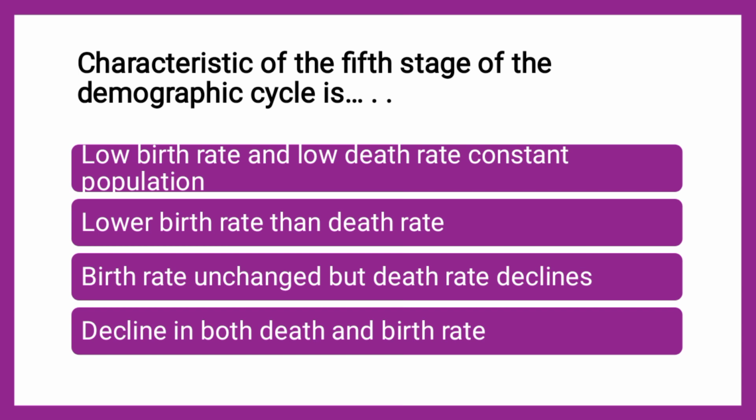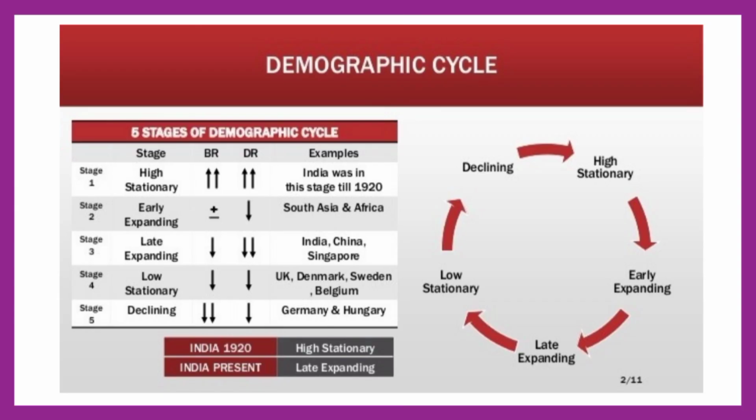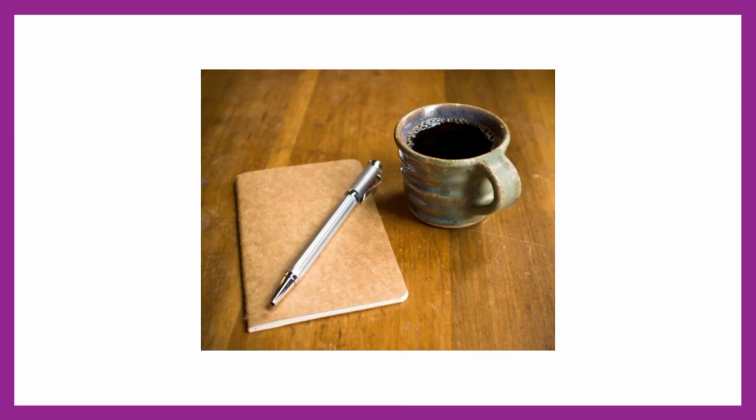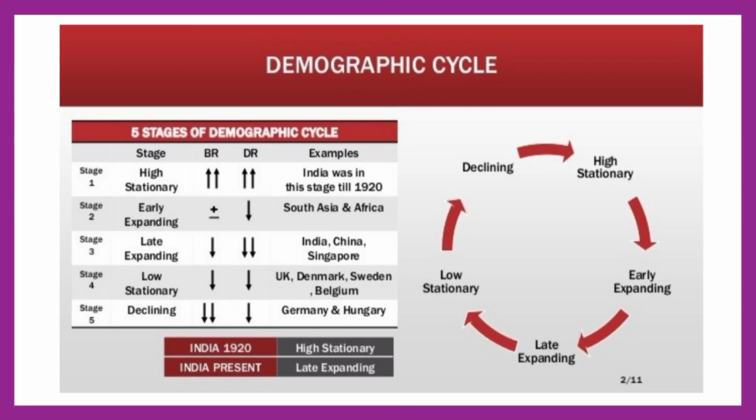So the options are low birth rate, low death rate, constant population, low birth rate than the death rate, birth rate is unchanged but death rate declines, decline in both death and birth rate. So the correct answer is, it is low birth rate than the death rate. As you can see here, it is birth rate, two arrows are there, it is declined than the death rate. Okay. With this we finish with few of the MCQs from demography and family planning in the part 1, which was revolving about the demography and the demographic cycle.